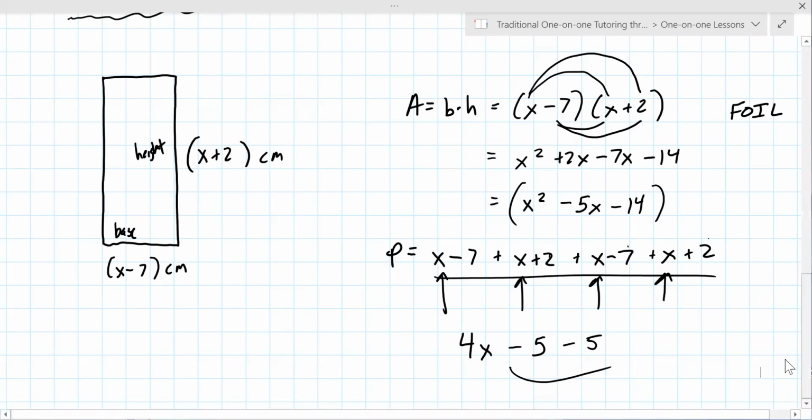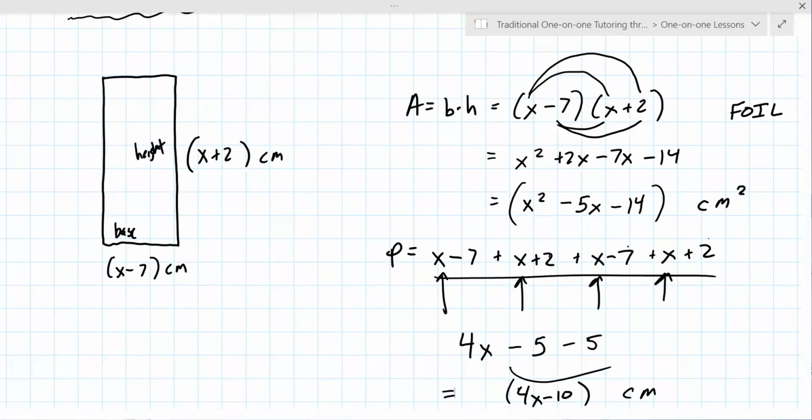Now, I didn't do this earlier, but the units of area, it's centimeters times centimeters. So area is centimeters squared. Units of perimeter will just be centimeters.